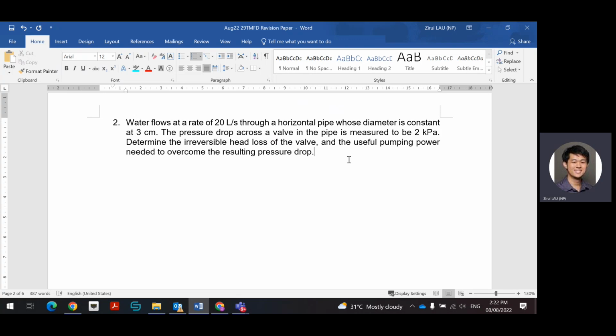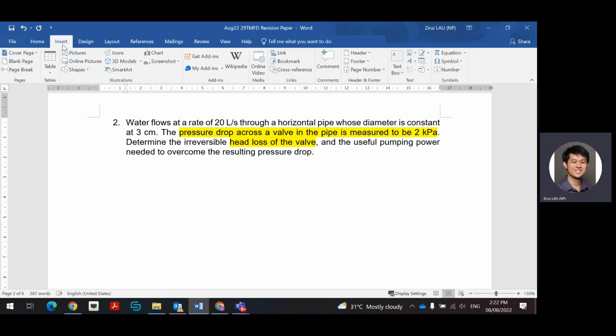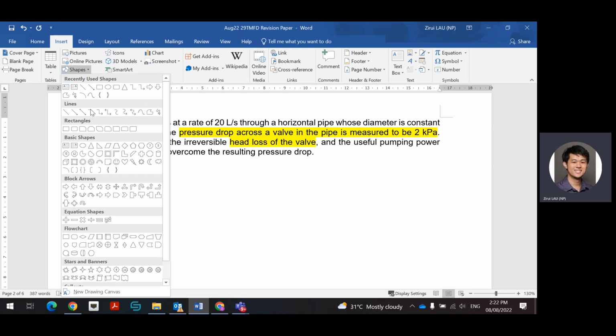Okay, and so today, we have a pressure drop across the valve, which is measured to be 2 kilopascal. And we are asked to find out the head loss of the valve. Okay, so this is the key thing. If you need a diagram, of course, feel free to draw a diagram yourself, but it's a simple one.